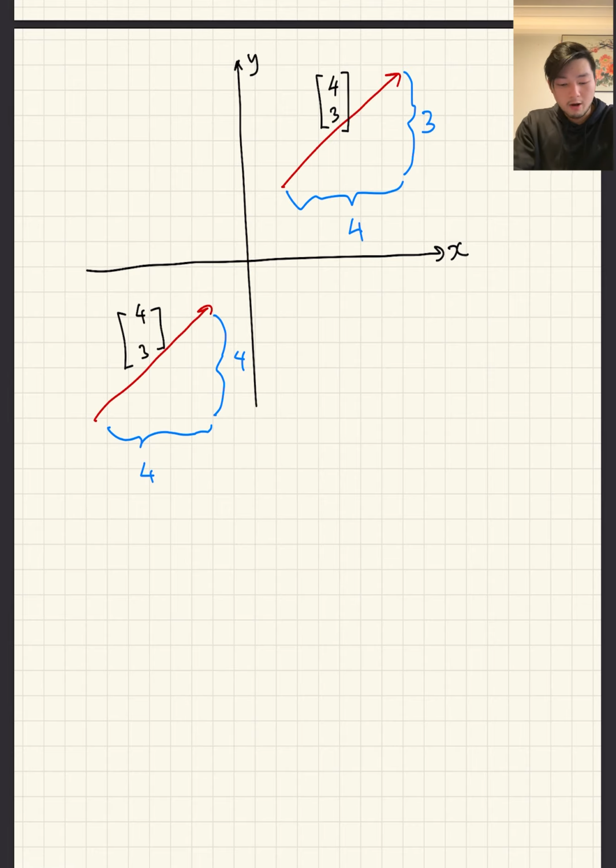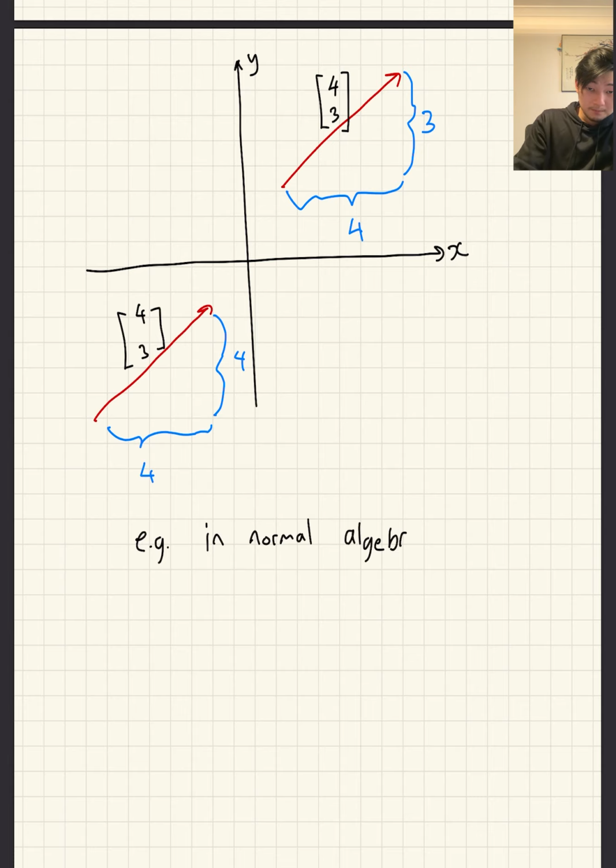We wouldn't want to write (4, 3) every time we use it, just like how in algebra we can assign a variable name to something. For example, in normal algebra, we can say let x equal 3, and that would be good.